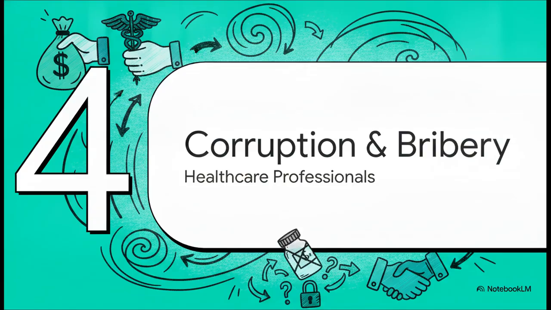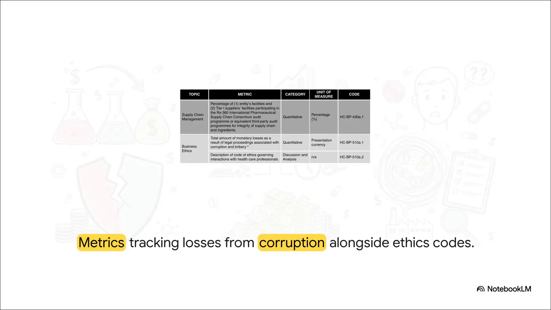Section 4, corruption and bribery involving healthcare professionals. Here again, we see this incredibly effective dual reporting structure. Metric 510A.1 tallies the sheer financial losses from fraud or bribery proceedings. If a company is caught paying kickbacks, like flying a doctor out to a luxurious conference in the Bahamas just to prescribe their drug, that financial bleed is reported right here. But right beneath it, metric 510A.2 demands the public disclosure of the ethics code governing interactions with healthcare professionals.